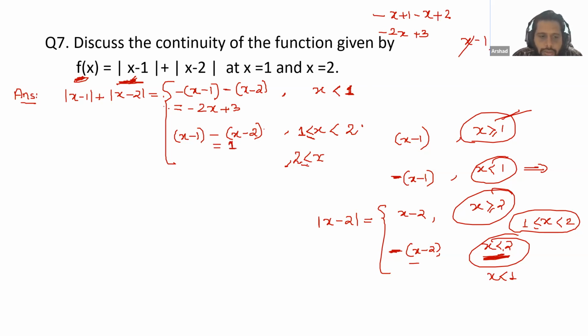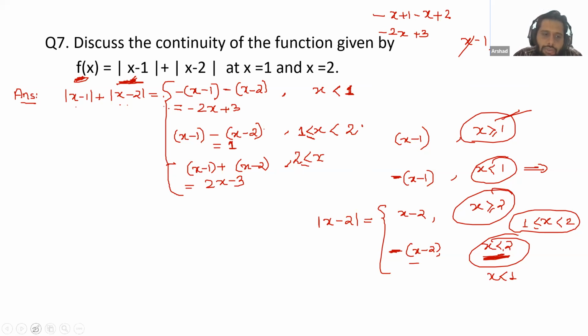And who can tell me this? Fahad, can you tell me the third one, x is greater than or equal to 2? Then this modulus, what will we get? The first one. Okay, very good. x minus 1, very good. Plus x minus 2. Both these are positive. Why are both positive? Because the value is greater than 1, greater than 2. Now we will add these two. What will we get finally? 2x minus 3. So we get here 2x minus 3. Everyone, please let me know, is this clear?